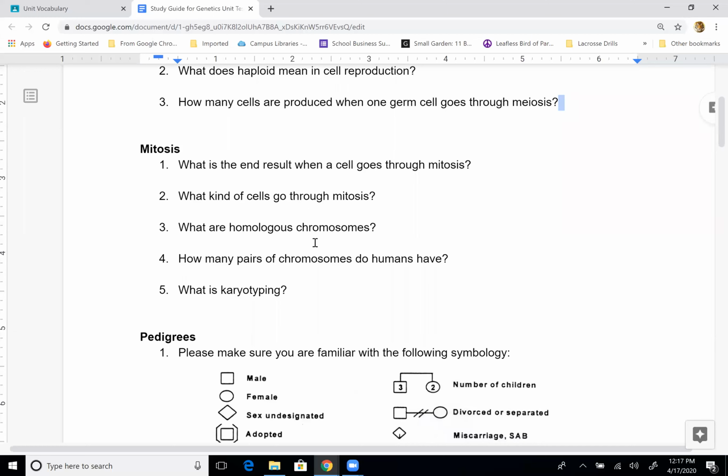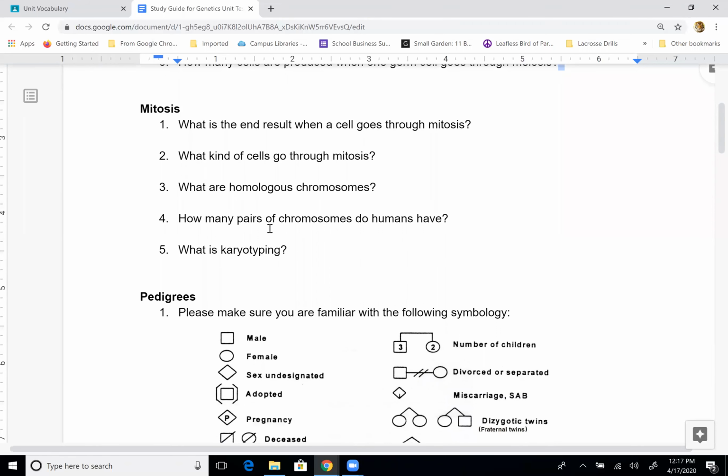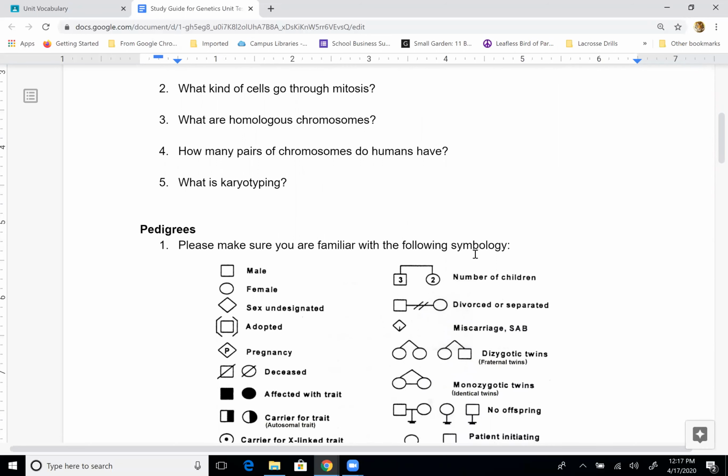Homologous chromosomes, you should know what those are. We distinguish chromosomes by size. They're paired in your nucleus by size. And so homologous chromosomes are the same size chromosomes, same number of chromosomes. How many pairs of chromosomes do humans have? That should be pretty simple. 23, right?